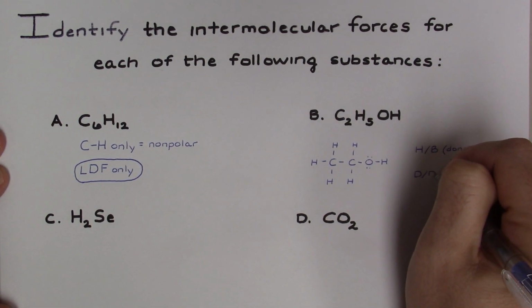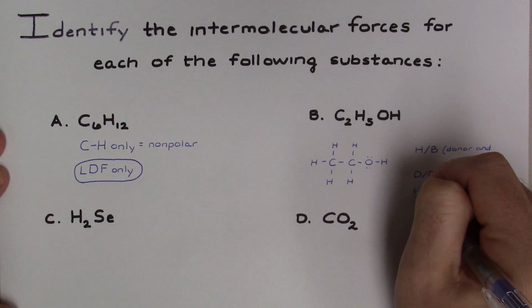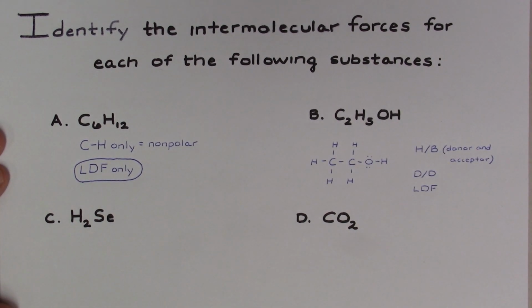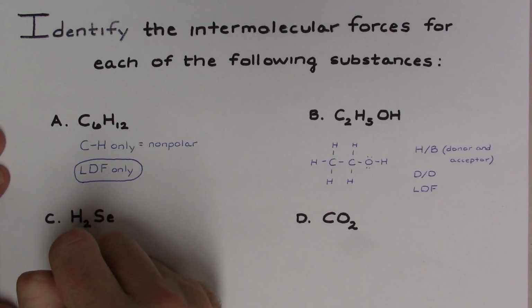It is also polar because of that carbon-oxygen bond as well as the lone pairs. Finally, because it has electrons, it does have London dispersion force. Our species, ethanol, has all 3 intermolecular forces.